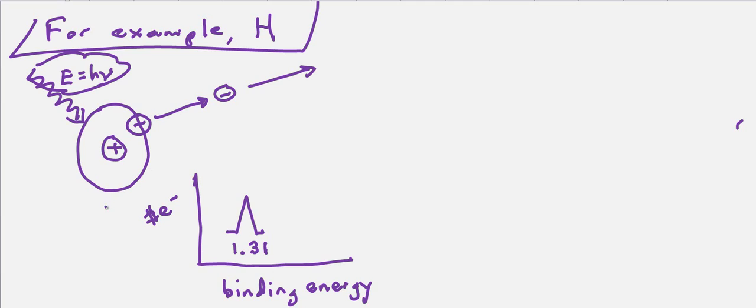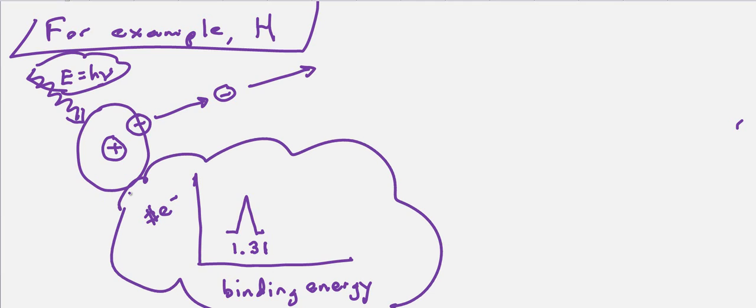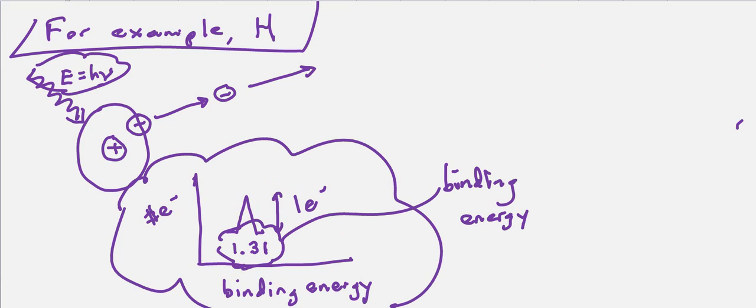This would now be our photoelectron spectroscopy data for a hydrogen atom. The height of this peak indicates that we have one electron that got ejected. And then the value of the energy here, 1.31, that's an indication of the amount of energy that was the binding energy for the single electron removed from our hydrogen atom.